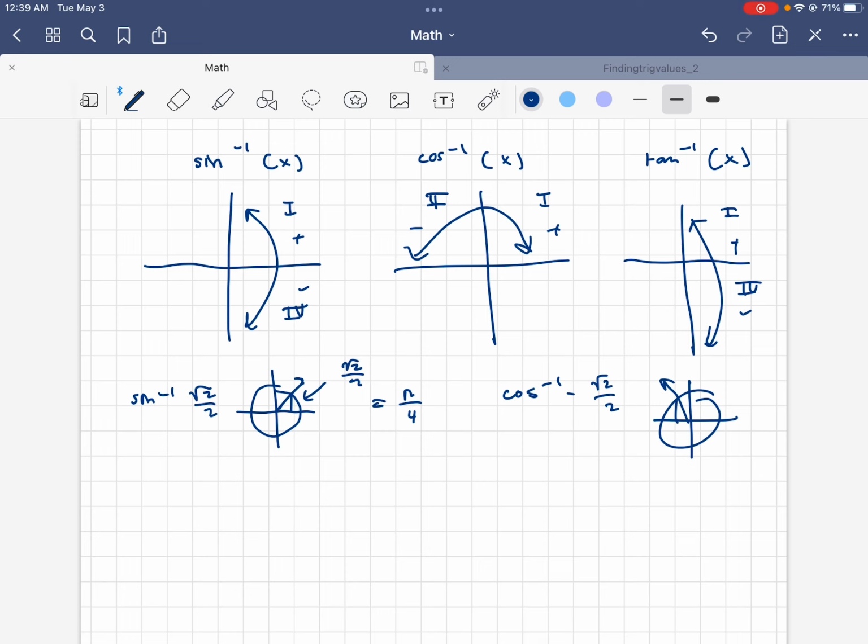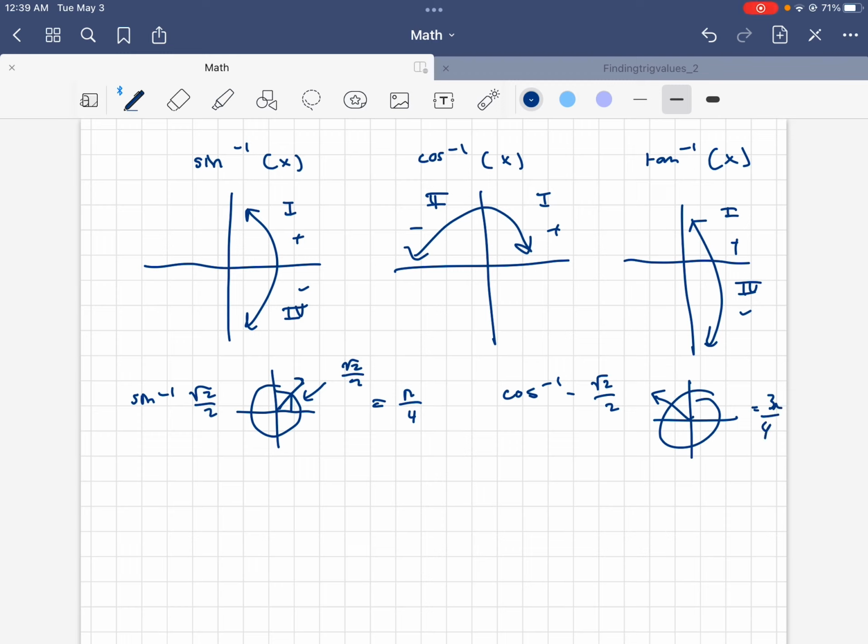Am I doing this right? No, hold on. It'll be here. This would give you the adjacent measure of negative square root of 2 over 2. And where is this angle? 3 pi over 4.